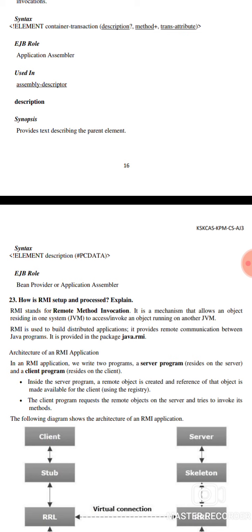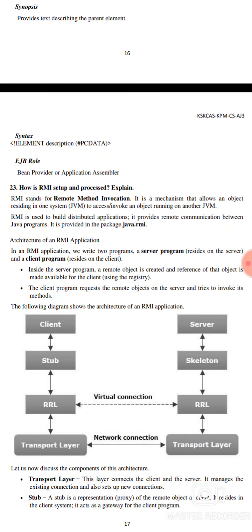Synopsis: provide text describing the parent element. Bean syntax element: description, PCDATA. EJB role: provider or application assembler.